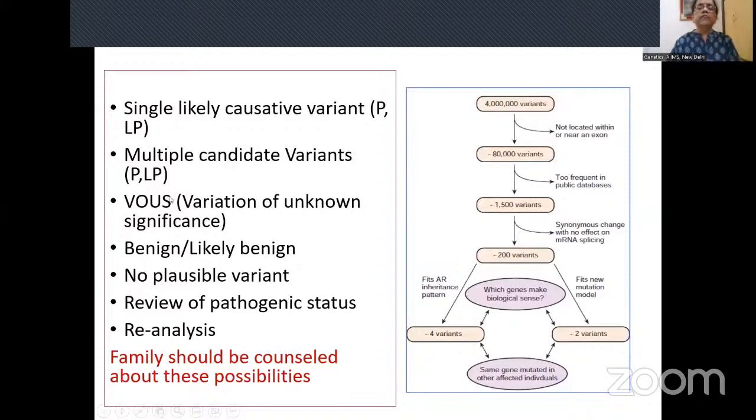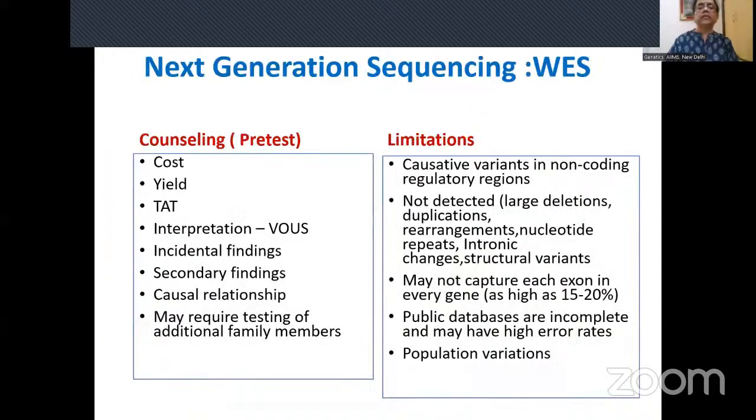Now, it is important that from time to time we keep on reviewing the status of the variations of unknown significance in the databases because the status may change. The variation which was a variation of unknown significance may change to a pathogenic or a likely pathogenic, and reanalysis of the raw data at times gives results which may not have been picked earlier, and this is being practiced by many units, including ours. And families should be counseled about all these possibilities before offering the test.